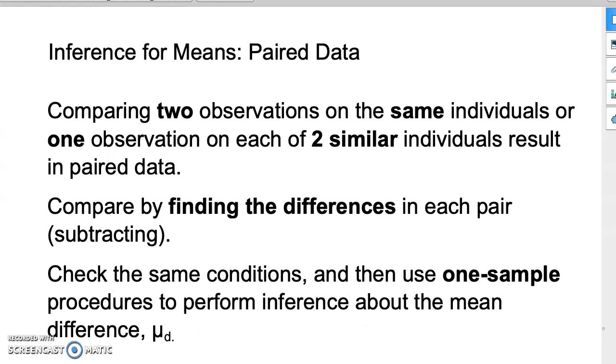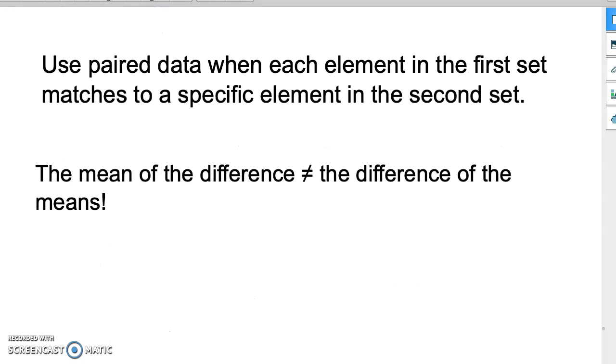All right, now, last topic here, paired data. You may recall matched pairs data from a long time ago. This is a similar idea. Comparing two observations on the same individual, or one observation on two similar individuals, or individuals that can be paired for some reason, results in paired data. So compare by finding the differences in each pair by subtracting, and then use a one-sample procedure to find the inference. So here's a couple of examples of that.